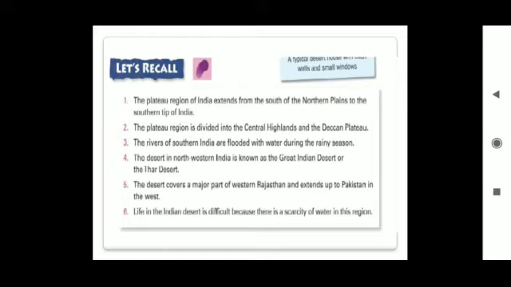Life in the Indian desert, as we saw, is very difficult because there is scarcity of water in this region. Water is so essential for our life. From the time we wake up till we go to bed, just imagine how much water we must be consuming. Waking up from bed, brushing our teeth, bathing, mother cooking food, washing, maids washing utensils, everything we use water for. So without water, it is very difficult to live. That is why life in the desert is said to be a bit difficult.